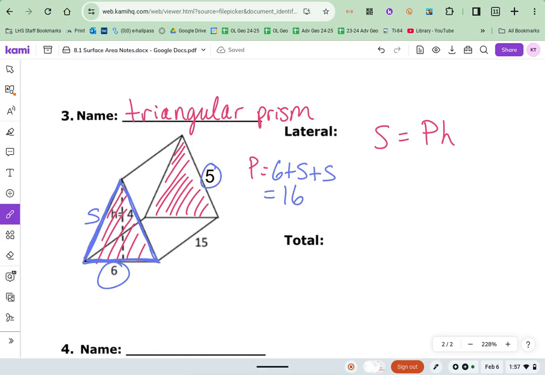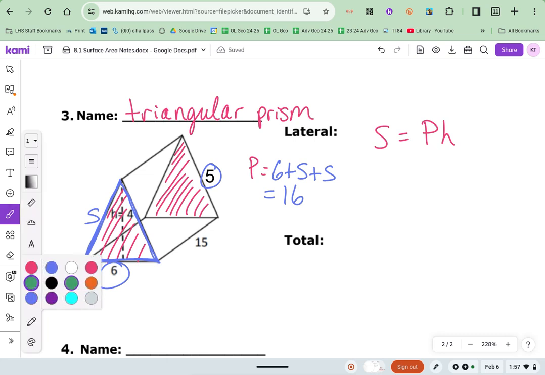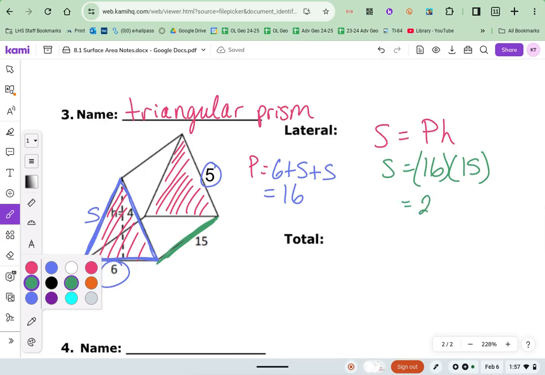All right, height here is referring to the height of your whole shape, which is the distance in between your bases. So if you're traveling from one triangular base to the other one, how far are you going in this one? 15, yeah, 15, the distance between your bases. So we have surface area equals 16 times 15, or 240 units squared.